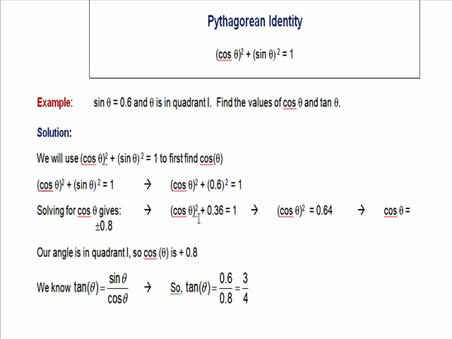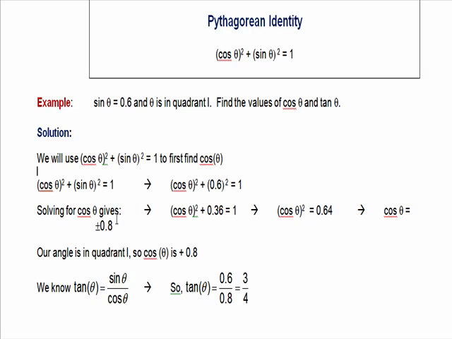So cos squared theta plus, and when I square 0.6, I get 0.36 equals 1. Solve now for cos squared theta. So cos squared theta is 0.64. And now when I take the square root, I end up getting that the cosine of theta is either plus or minus 0.8. Remember, when I do this, I can sometimes get a cosine value that's positive, sometimes a cosine value that's negative. But remember, I'm in quadrant 1. And in quadrant 1, everybody's positive, so therefore the cosine of theta has to be positive 0.8.